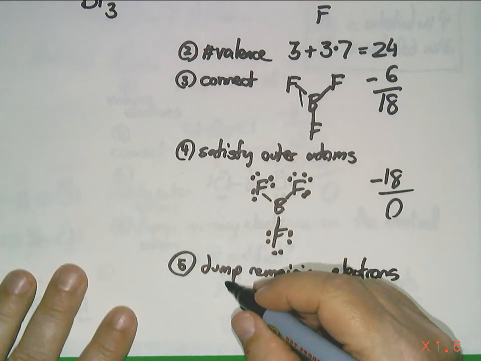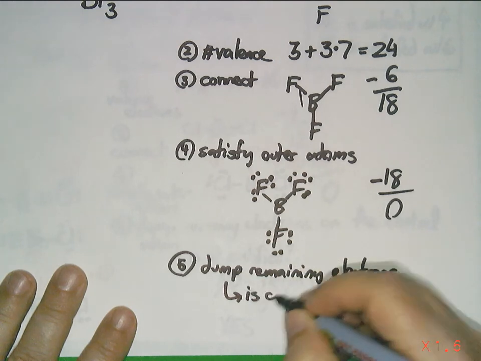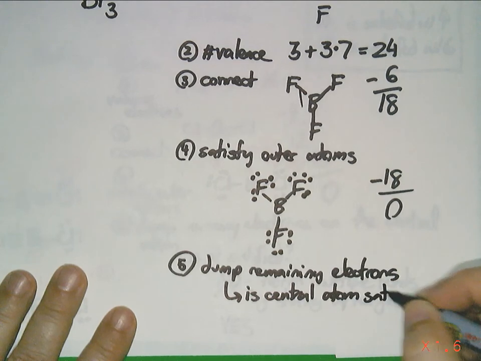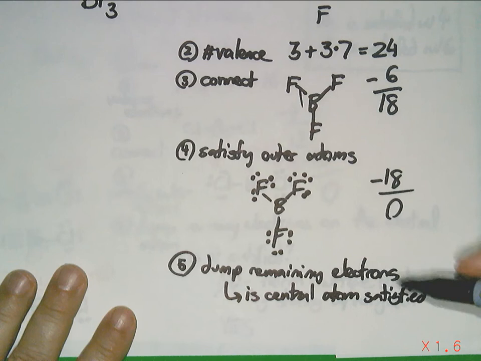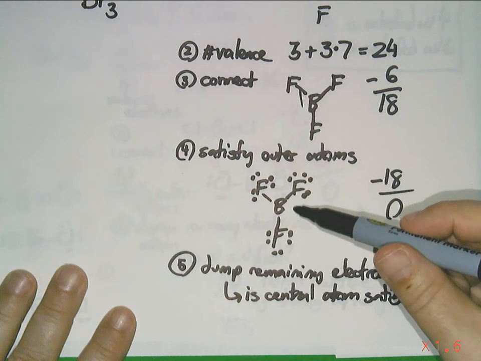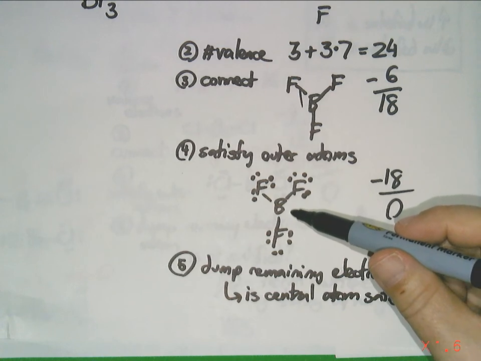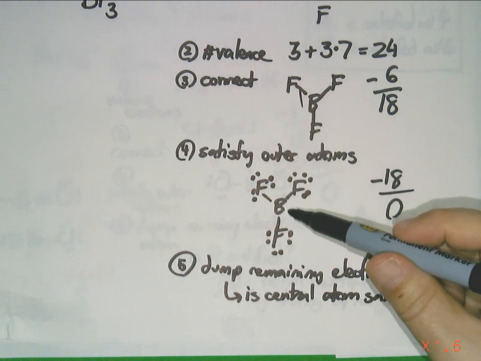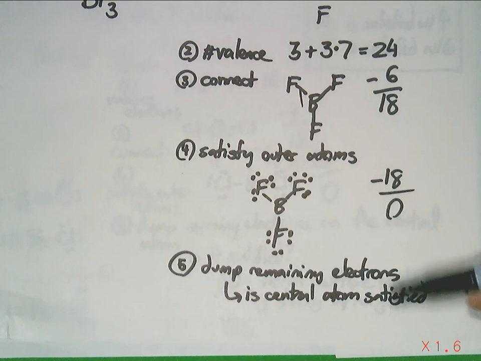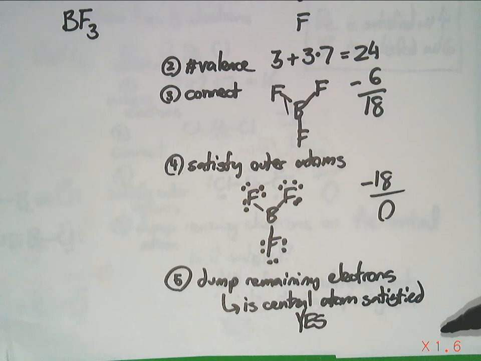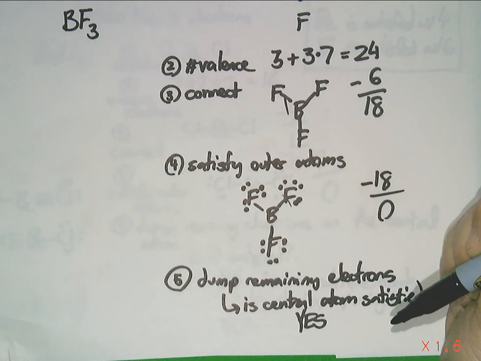And I ask, is the central atom satisfied? Before you watched this video, you would have said no, because there's only 6 and it wants 8, you would think. But remember, boron is special. It's an exception to the rule. Beryllium and boron are satisfied with an incomplete octet. Boron is satisfied with 6, so you would say yes. And that would mean you were done there. That would mean you wouldn't have to go any farther. This is the answer. This is the structure.